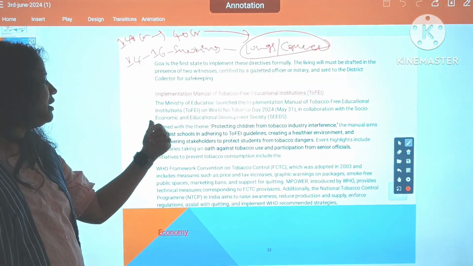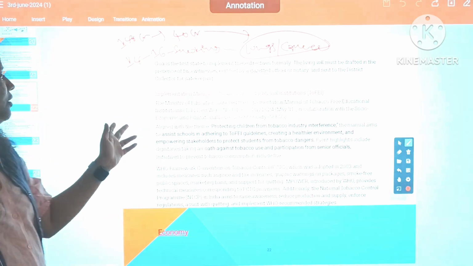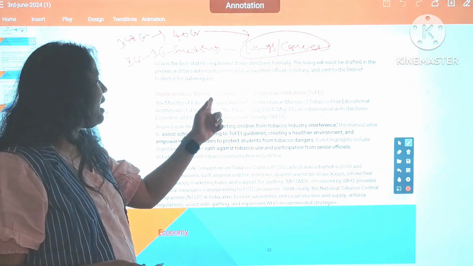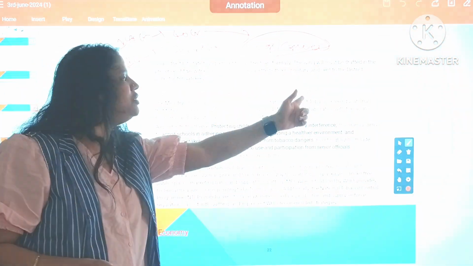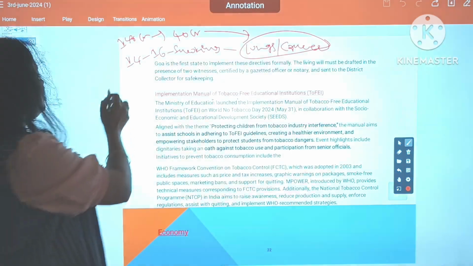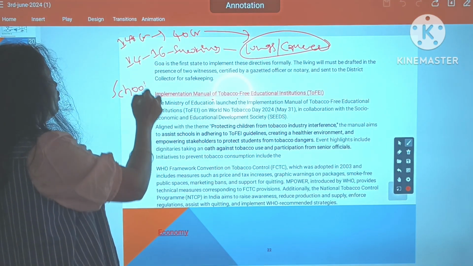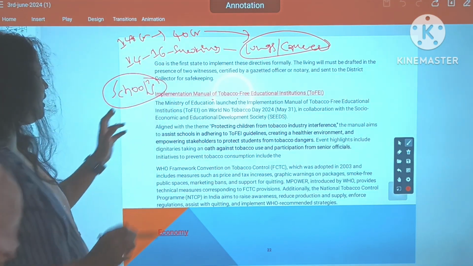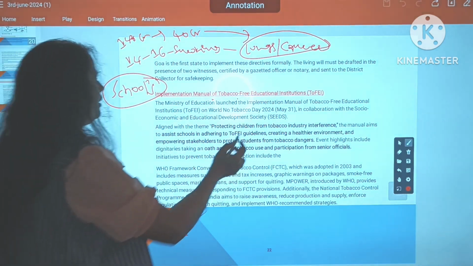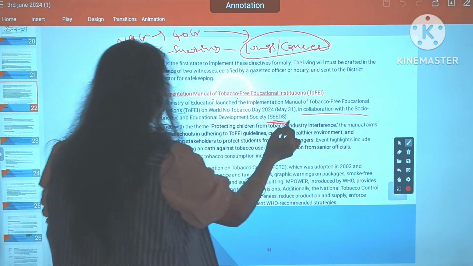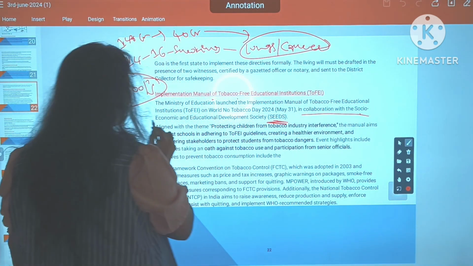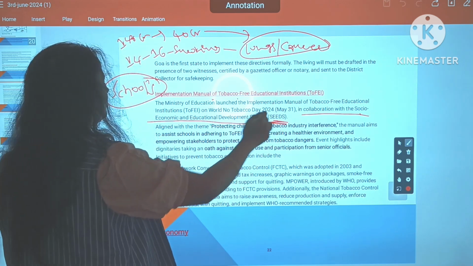So what do the people want to do? They want to implement the Manual of Tobacco Free Educational Institutions, meaning in schools smoking is not allowed. That is the meaning of this. This is in collaboration with SEEDS, that is the Socio-Economic and Educational Development Society.